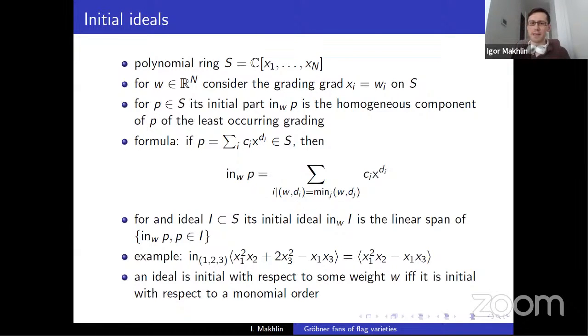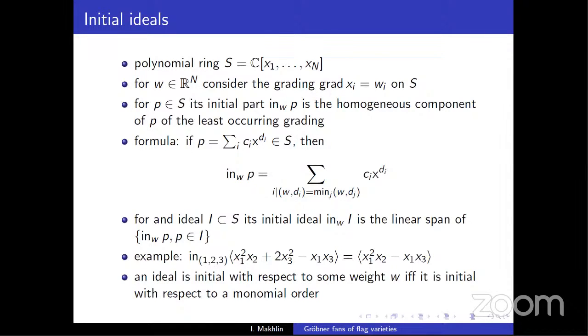And well, I'm saying that the initial ideals obtained from, strictly speaking, weak monomial orders is the same set of initial ideals you can obtain from real weights. Does this answer the question? Okay, thank you.